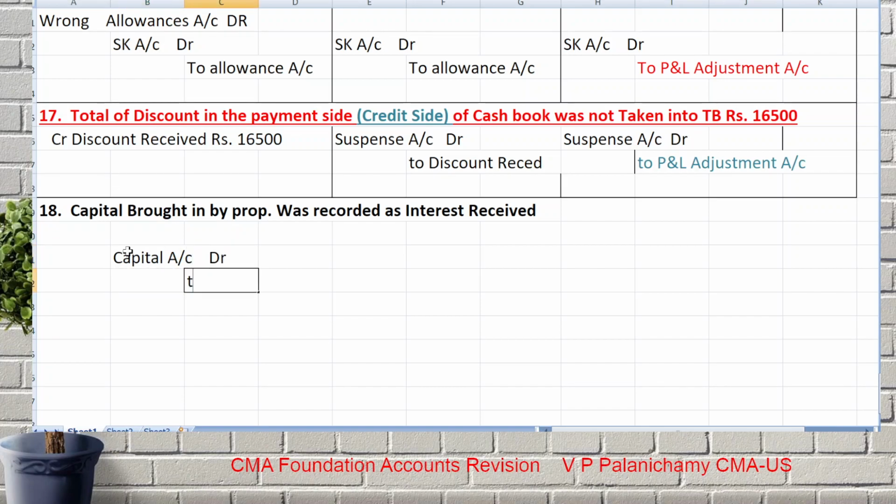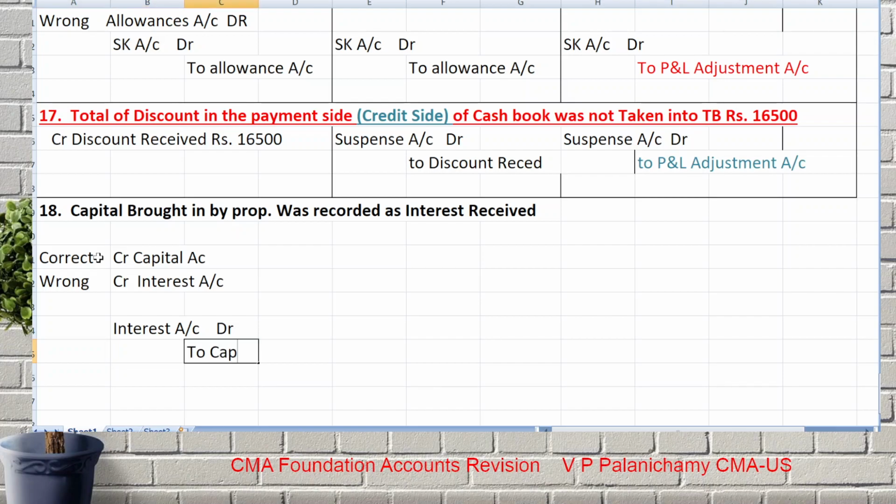Capital account debtor to which account? Interest account. Correct? No. Correct என்ன பண்ணிருக்கணும்? We should have credited which account? Capital account. But wrong என்ன பண்ணிருக்கோம்? We credited which account? Interest account credit பண்ணிருக்கோம். எப்படி rectify பண்ணுவீங்க? Interest account debtor to which account? Capital account. The same thing will come.